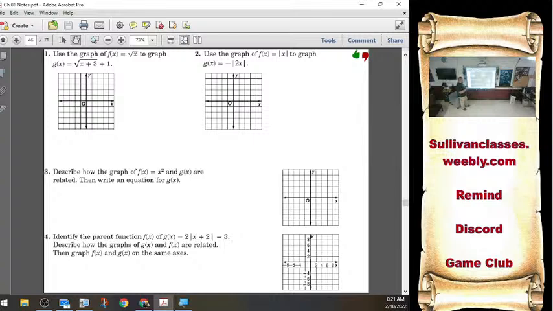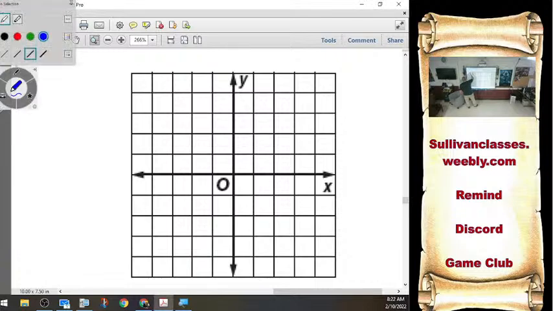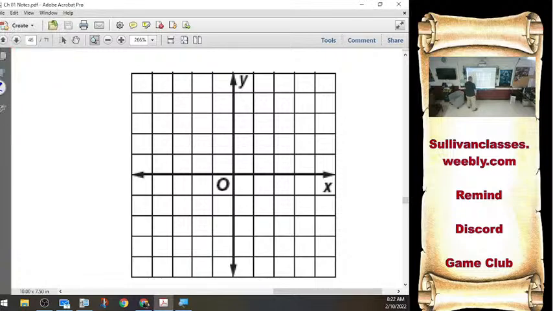So let's just warm up. Use a graph to describe how the graphs are related. Write the equation for it, identify the parent. There we go. Okay. For 3, I'm going to put a quadratic up here, and you need to tell me what the transformations were.